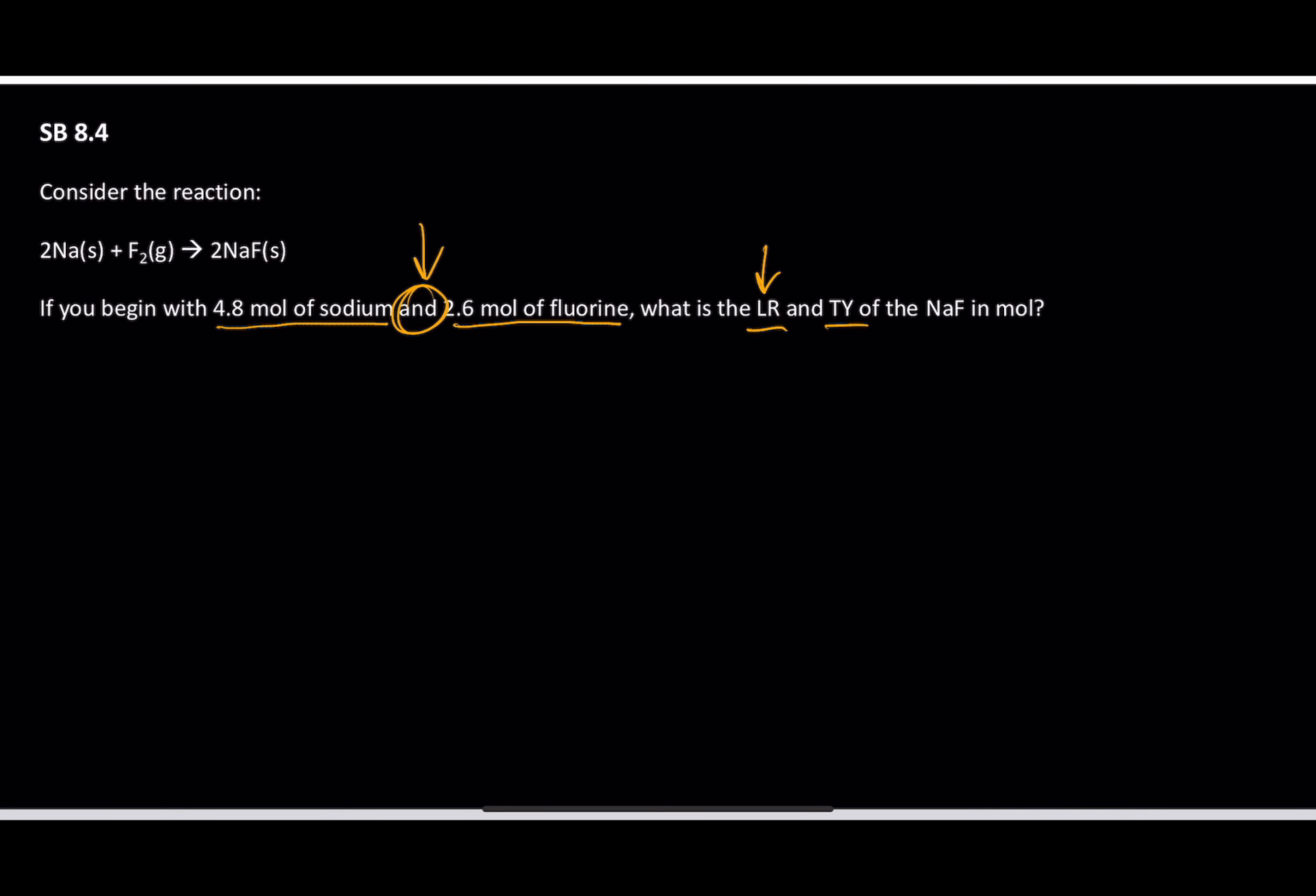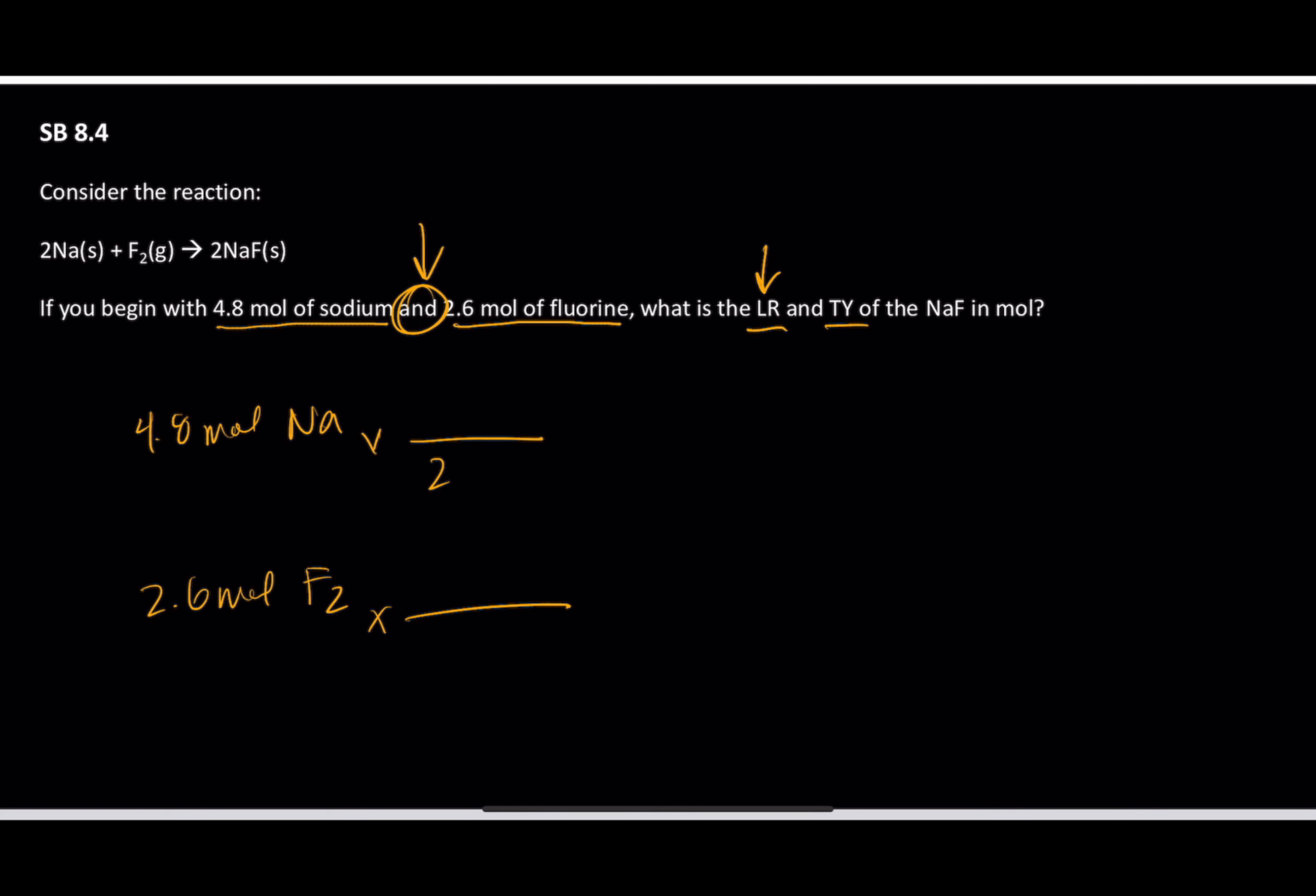So 4.8 moles of sodium. But we also know that we have 2.6 moles of fluorine, right? So this goes back to the sandwich example. I don't know if I'm going to run out of sodium or if I'm going to run out of fluorine. So I've got to do a little bit of math and figure that out. Going back to our definition, I'm going to figure out which of these makes the least amount of product.